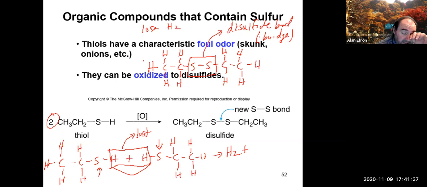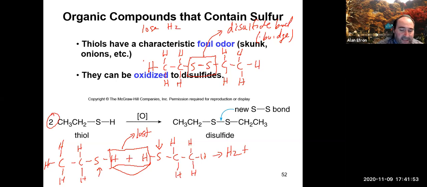There's an amino acid that has sulfur in it and is part of proteins. When these come together, they tend to form a lot of disulfide bridges. So if you take a thiol and you oxidize it, you basically just remove the two H's.